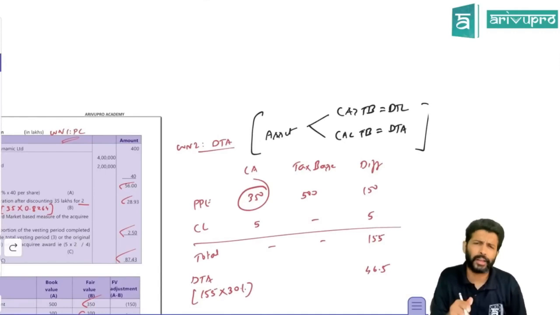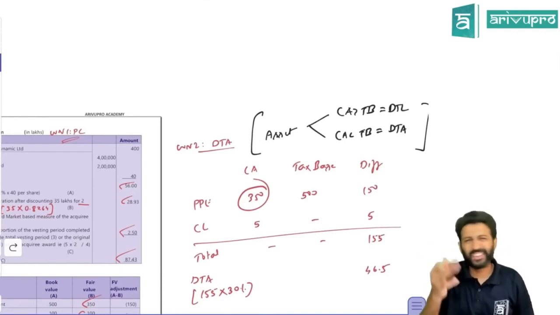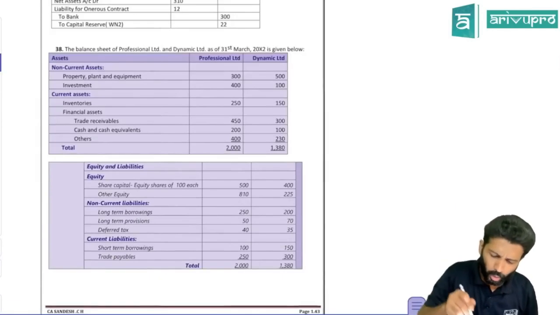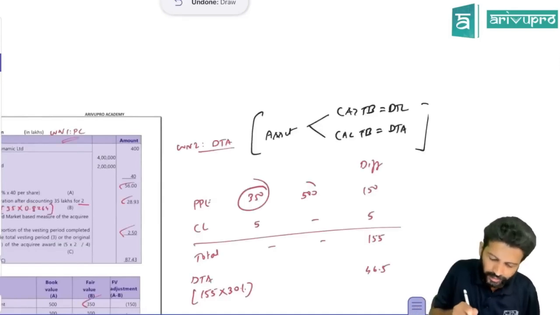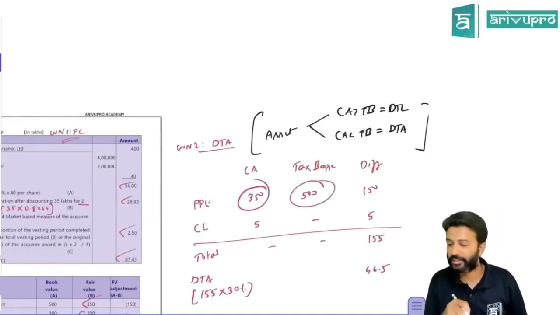Why? Because that is a fair value. But this fair value adjustment is there as per IND AS 103. Tax records do not have this. That means as per tax, the tax base is still the original amount. What is the original amount of PP&E as per Dynamic? 500. So the tax base of this is still 500 only. That will not change. Carrying amount is 350. Tax base is 500.